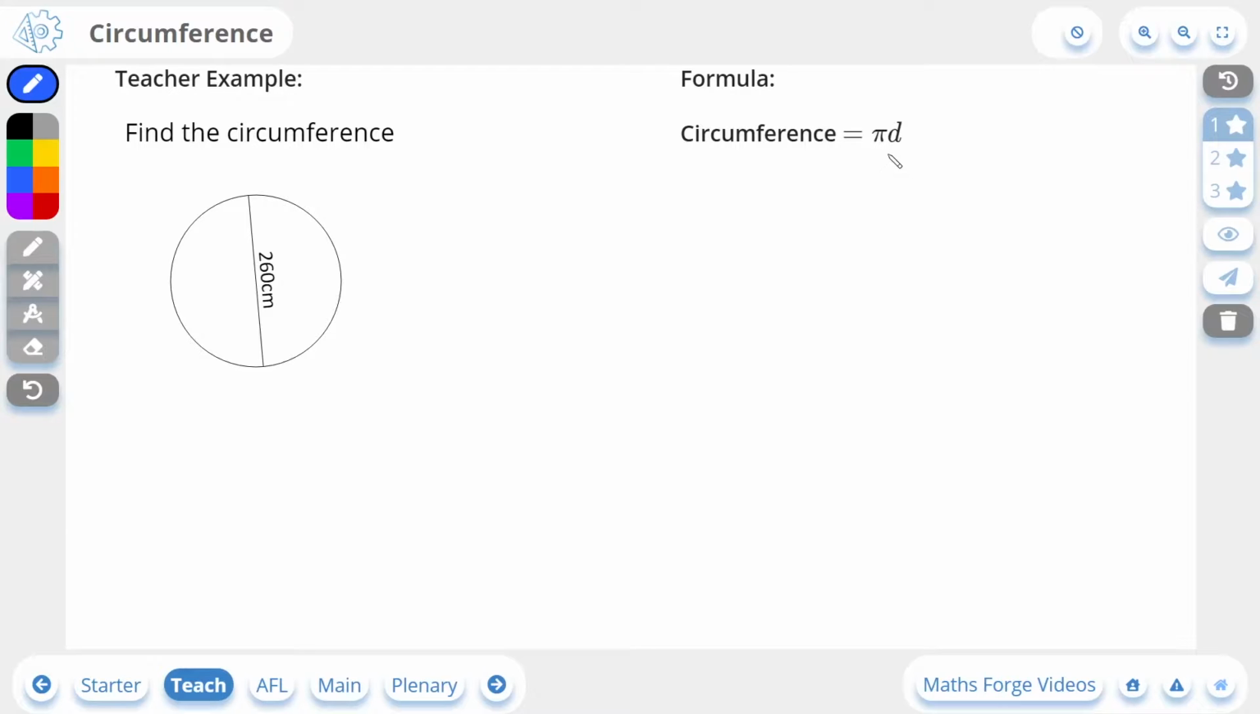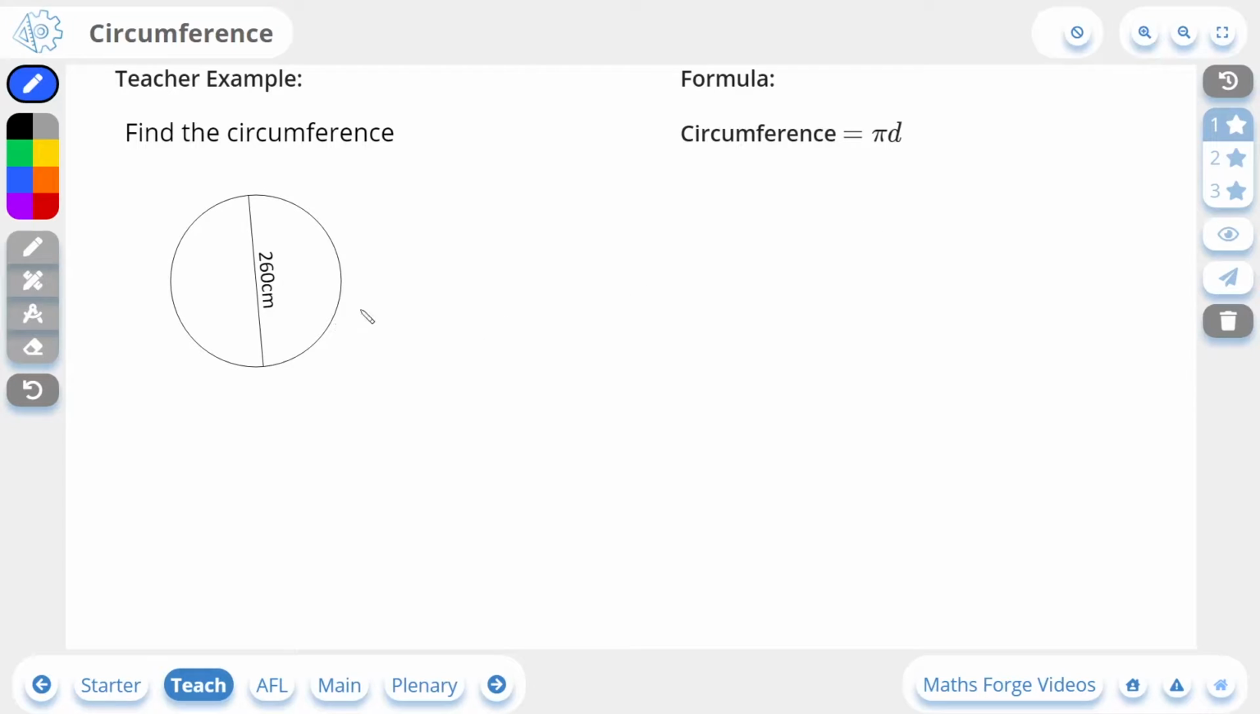Here we have the formula for the circumference. It's equal to pi times the diameter. Now pi is a number that is approximately 3.142. However, you can actually get the exact value of this number in your calculators by finding the button that represents pi and typing it in.